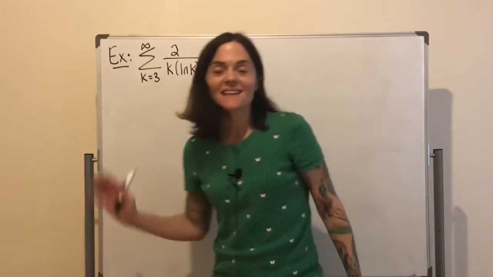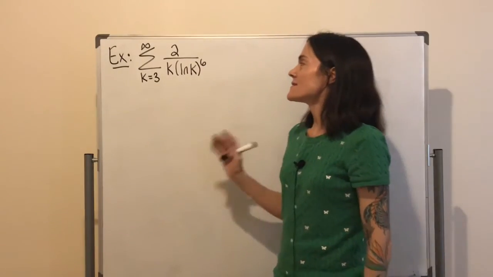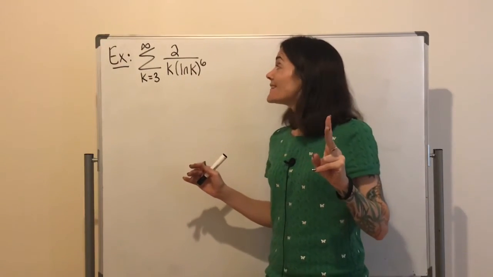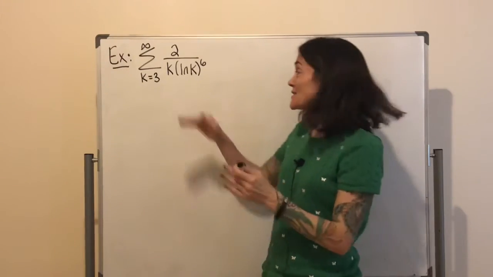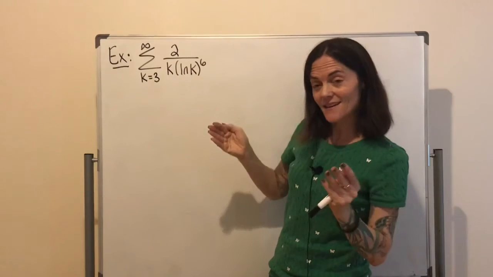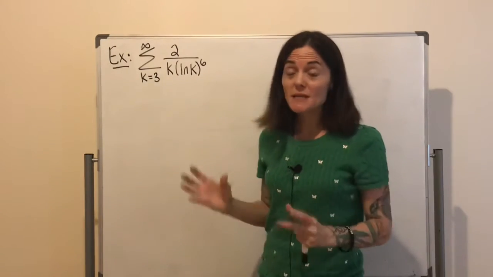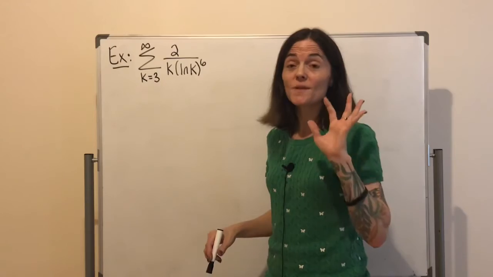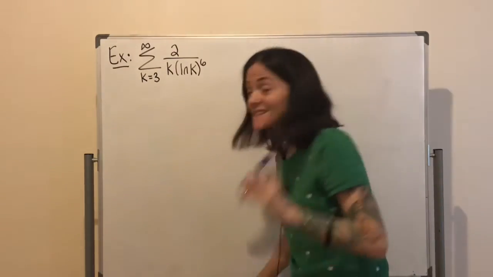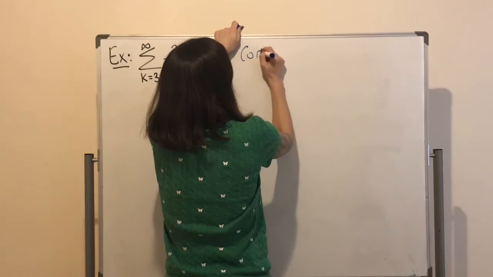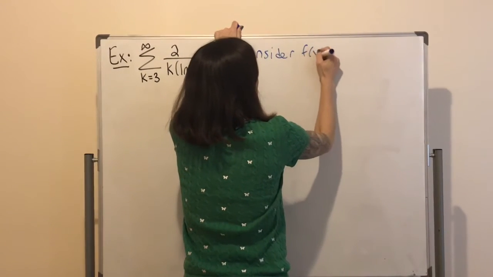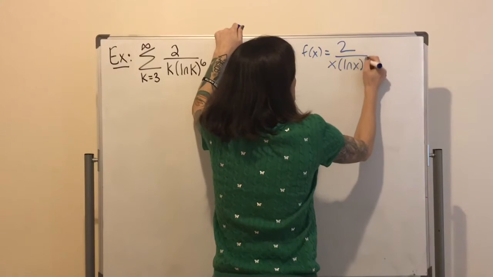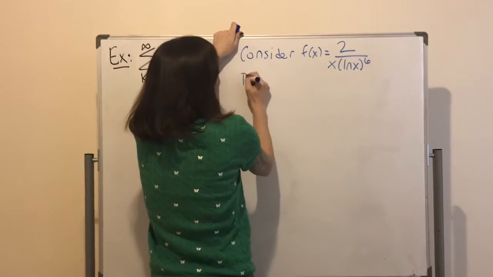Okay? Now let's do this example, and this is not a P-series. It's not a geometric series. It's not telescoping. Well, if you look at the terms here, 2 over k times ln k to the 6th, the terms go to 0, so you can't use the term test, but this is a very nice series for the integral test. So if we consider f of x to be 2 over x ln x to the 6th.